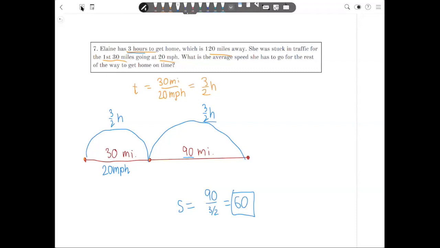Any questions? And whenever you're getting confused on these speed problems, just visualize it. It's much easier to visualize it. So you can draw, okay, Elaine is here. She's stuck in traffic for this 30 miles. And then how long does it take? And then maybe you can see, oh, maybe we can just use the distance formula, or the average speed formula, or something like that. So you can always do that.